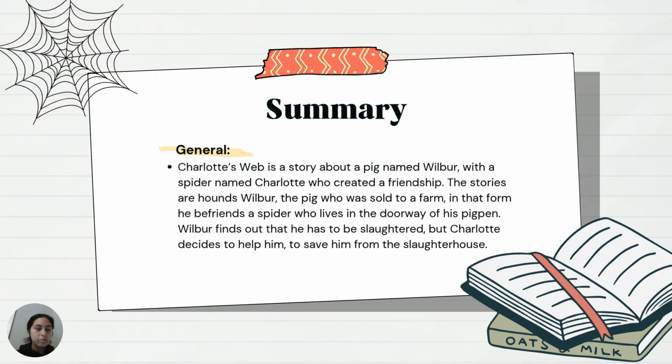A simple summary: Charlotte's Web is about a pig named Wilbur who is sold to a pig farm, and he becomes friends with a spider named Charlotte. Charlotte, knowing that Wilbur was going to be sent to the slaughterhouse, decides to help him escape that with her making of the webs.